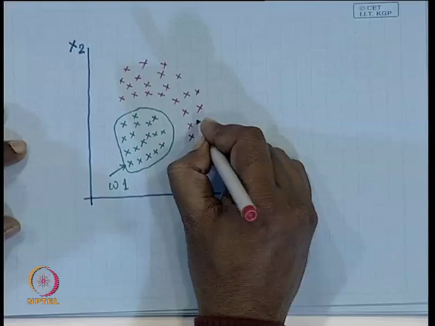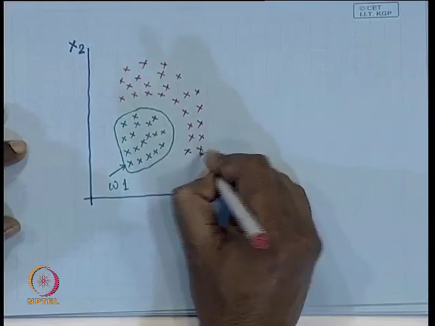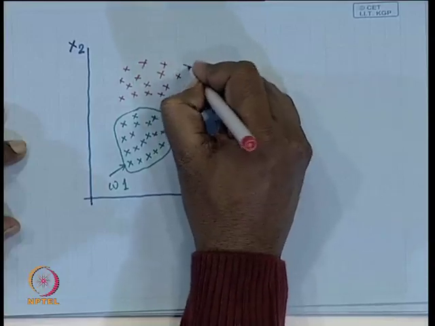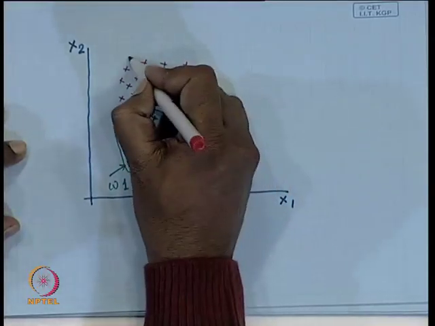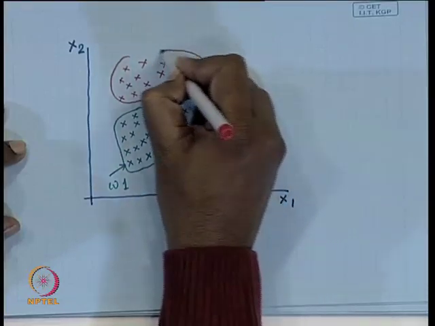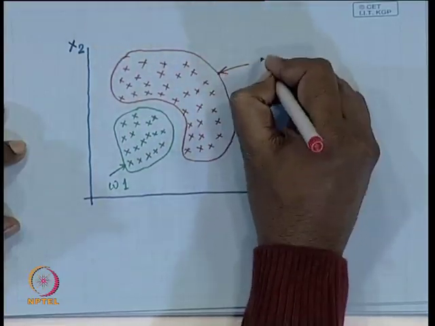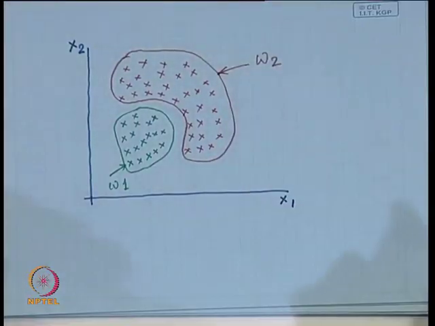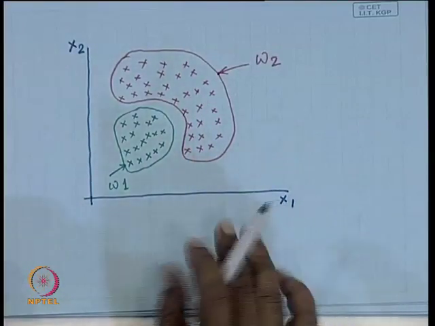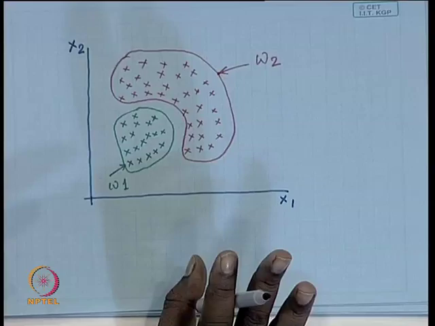So, I am putting these samples in red. Okay. So, find that I have this set of training samples which are taken from class omega 2. Okay. So, when the samples belonging to class omega 1 and the samples belonging to class omega 2 are distributed like this, you find that I cannot separate these 2 classes by a straight line.